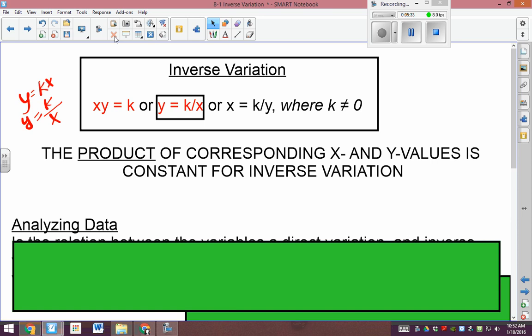So multiply them together for inverse to get your constant, divide them for direct. Yeah, and you can just look at the original equations and manipulate those. Just like she said on the last one, we divide. Here you'd have to multiply. So these are the two you want to remember over on the left. Direct is the top one, and inverse is the bottom.